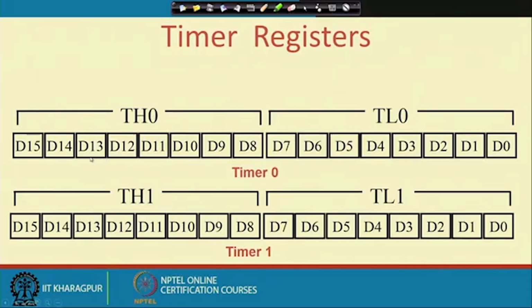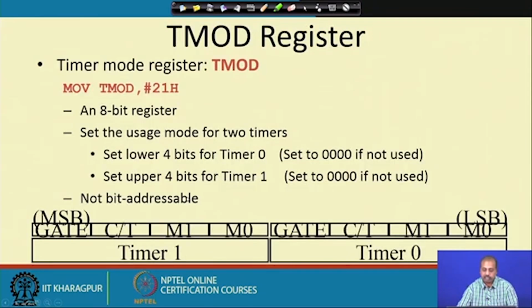So, this is the structure. This total I said is 16-bit, so D0 to D15 for timer 0. Out of that, D0 to D7 is in TL0 and D8 to D15 is in TH0. Though it is written like that, we have to put the values in separately in TL0 and TH0. Similarly, we have got timer 1, which is divided into 2 8-bit registers, TL1 and TH1. So, these 2 registers are for holding the time value or the count value.